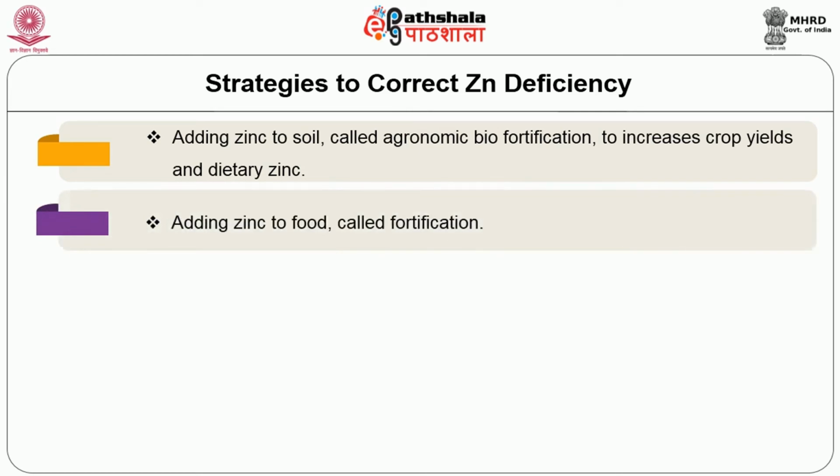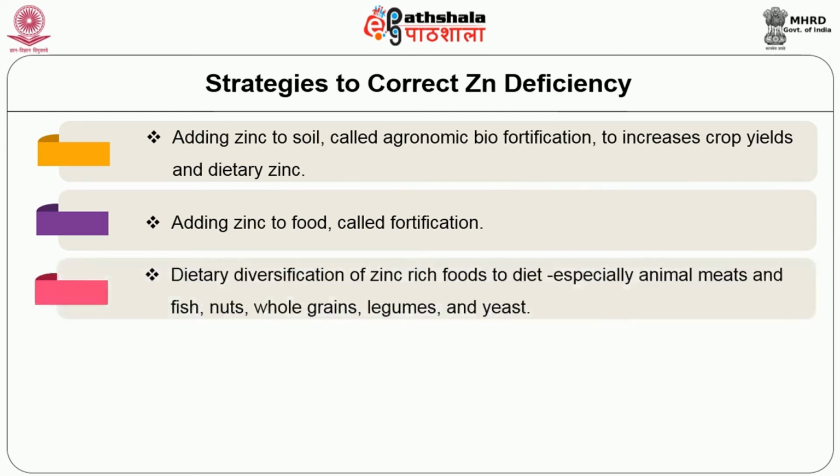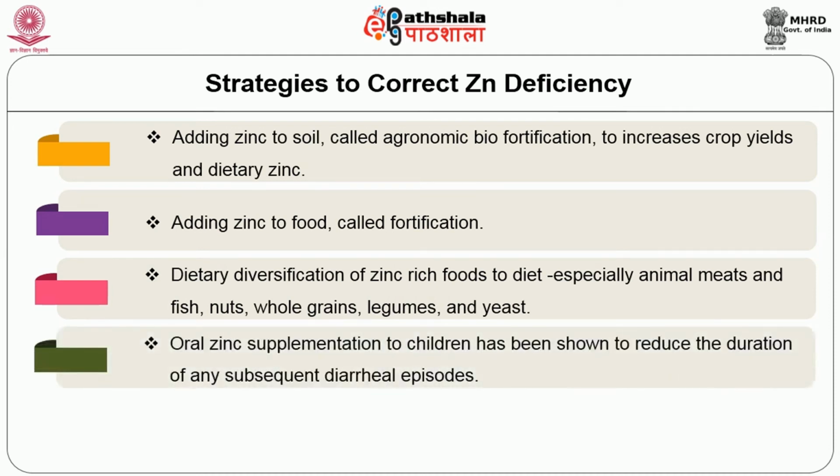Then the second one is fortification of the cereals and pulses that we eat. We can add zinc to the food and fortify it, like iodized salt, and that's also a way of increasing zinc intake. The third important one is dietary diversification of zinc rich food. If you are a non-vegetarian, increase the intake of meat and fish, or if you are a vegetarian, eat nuts, whole grains and legumes, and also the yeast which is used for preparing bread.